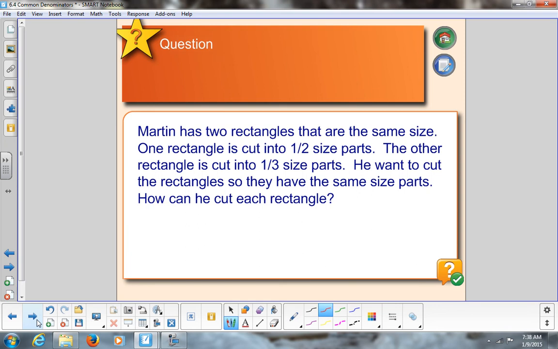Martin has two rectangles that are the same size. One rectangle is cut into half-size parts. The other rectangle is cut into third-size parts. He wants to cut the rectangles so they have the same size parts. How can he cut each rectangle? Okay, now what I want you to do right now is pause the video and get two pieces of paper. Doesn't matter if they're lined or computer paper, but they need to be two pieces of paper that are the exact same size. So go ahead and pause the video and go get those pieces of paper for me, please.